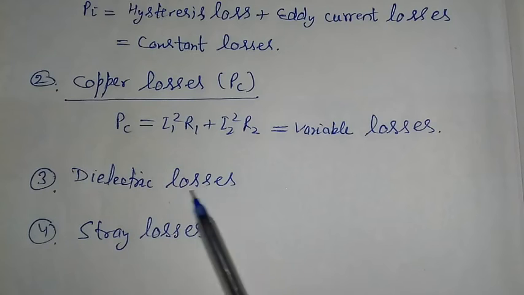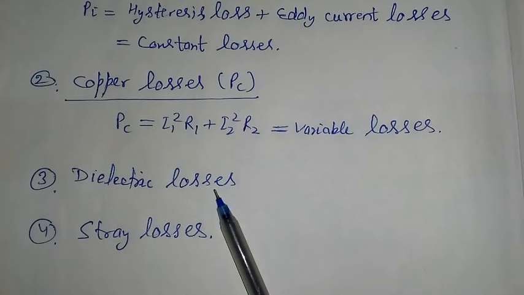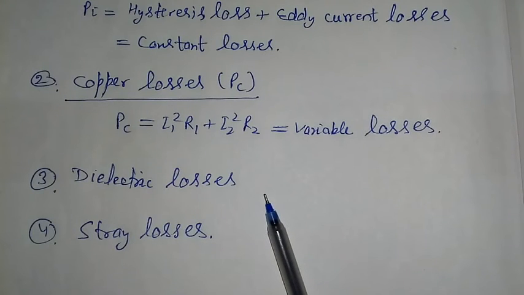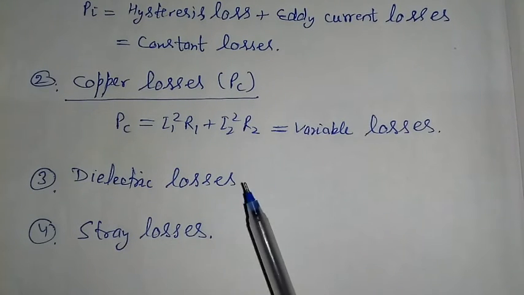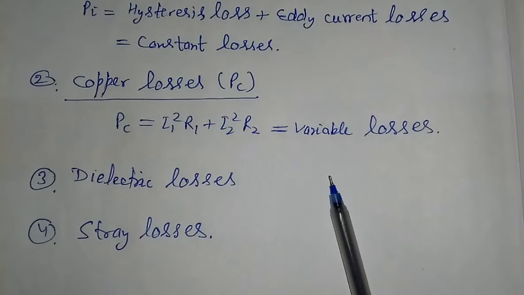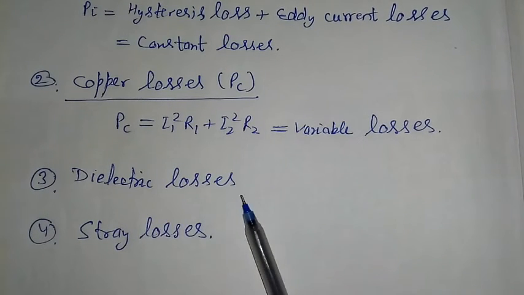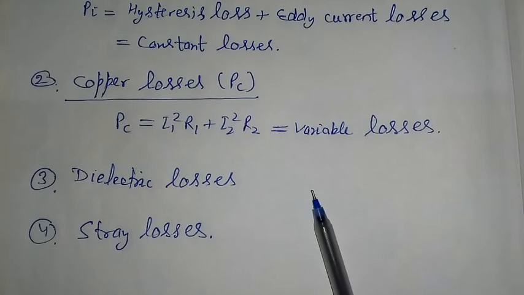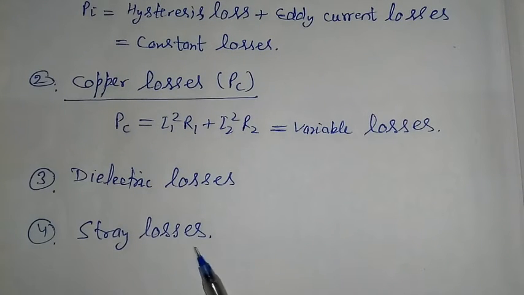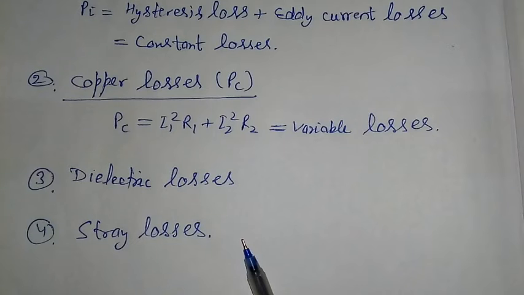Next is the dielectric loss. Dielectric loss is induced in the transformer oil. Transformer oil is the oil which is used in the transformer for reducing the heat in the transformer. So the dielectric loss occurs in the transformer oil. Next is the steel loss. Steel loss occurs in the yoke of the transformer. So these are the losses of the transformer.